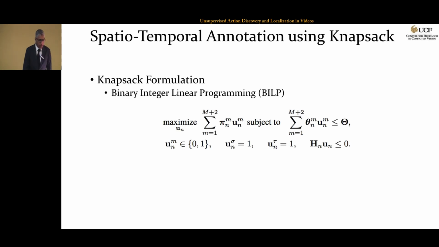So the knapsack formulation goes something like this, where we use a binary integer linear program, and as I mentioned, we want to maximize the value. So here u is the binary variable for each supervoxel node, pi is the knapsack value. We want to maximize the total value, and we are constrained with the knapsack weight for each item, which is theta, and we want this to be under the total weight as defined. Alongside that, we have 2 dummy variables which we want to be selected at all times so that we have action from start till the end. And lastly, we have these temporal constraints defined for this problem.